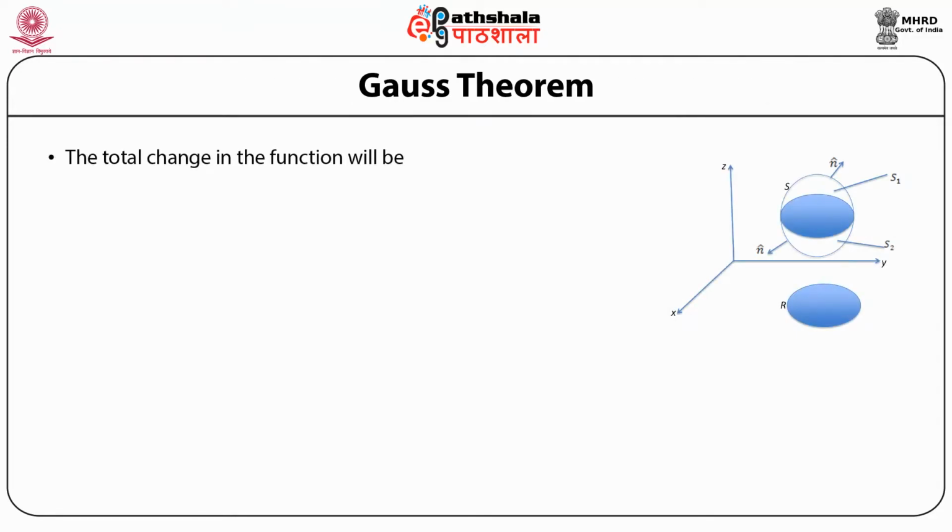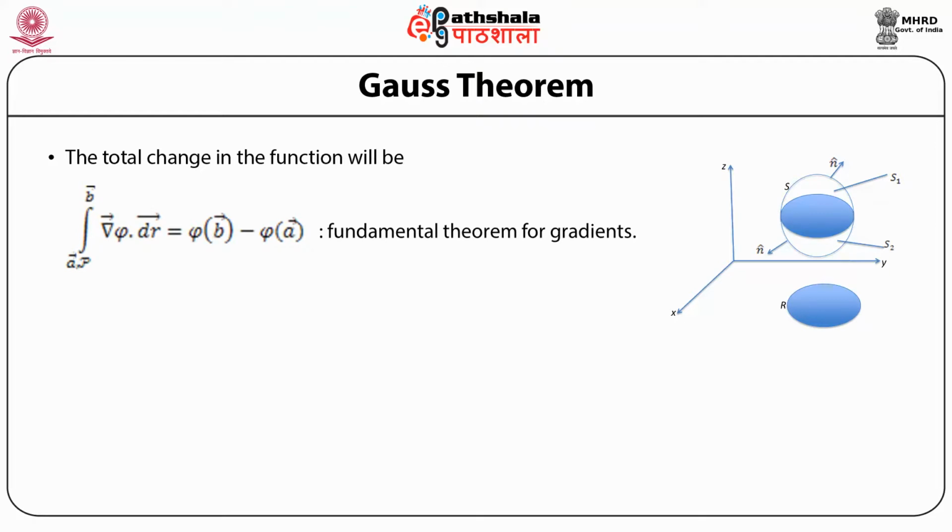The total change in the function will be the integral from a to b of del phi dot dr, which equals phi b minus phi a. This is the fundamental theorem for gradients.